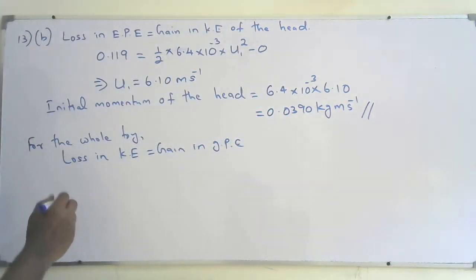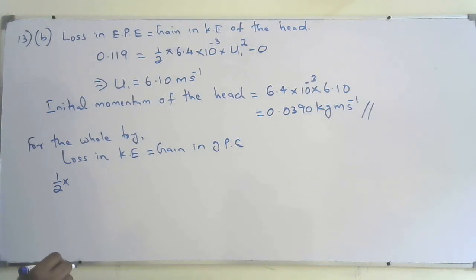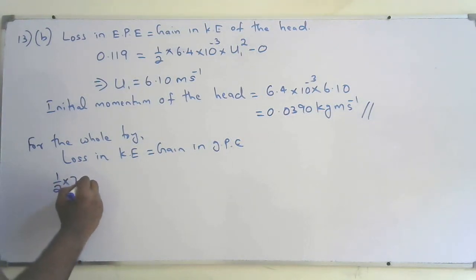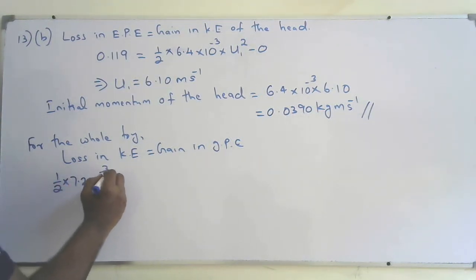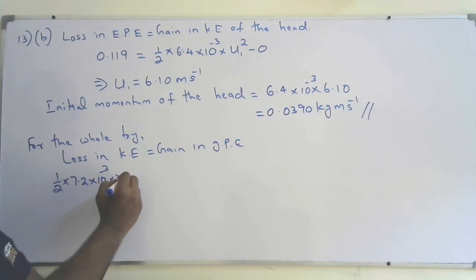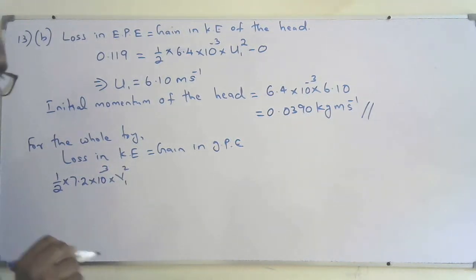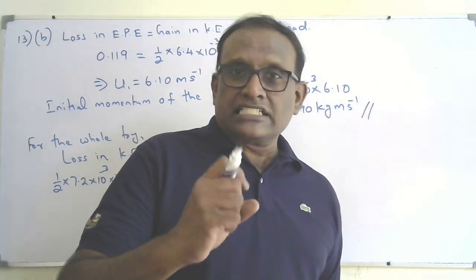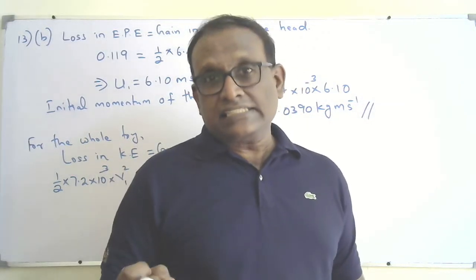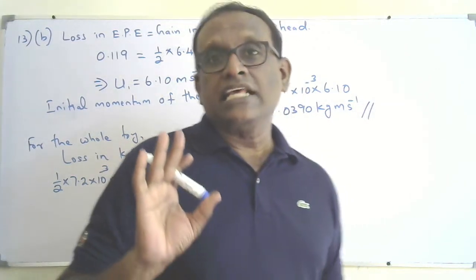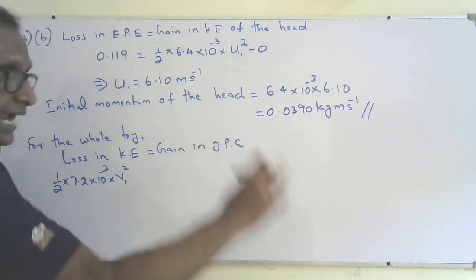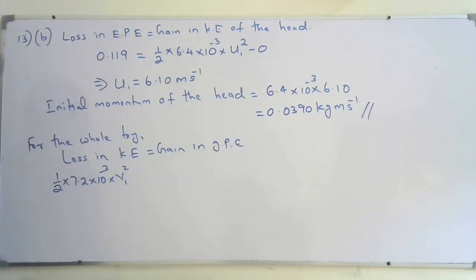So there I can say loss in kinetic energy means half into mass of the toy, 7.2 times 10 to the power minus 3, times V1 squared. The speed immediately after the spring is stretched, the speed is V1. Both head and the base will have the same speed, V1.